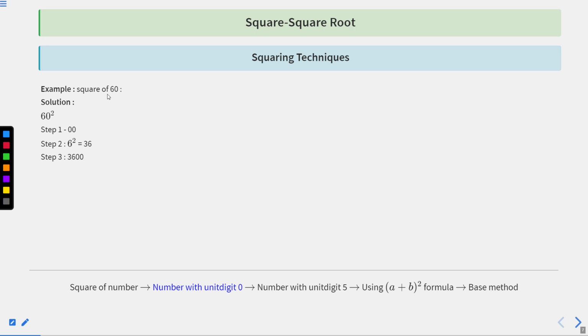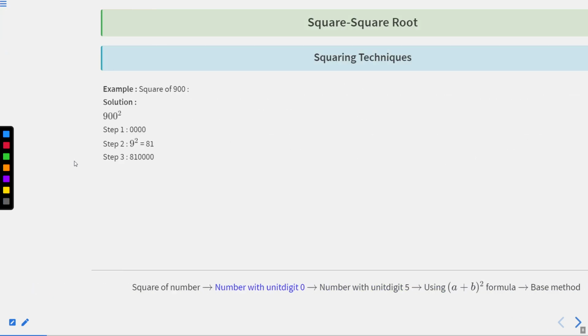Say you have to compute the square of 60. In 60 there is 1 zero, and it says double the number of zeros. So there is only 1 zero, and you have to double it. So it will be 00, and the non-zero number is 6 here. Take the square of 6, that is 36. Now just write 3600, that is the square of 60.